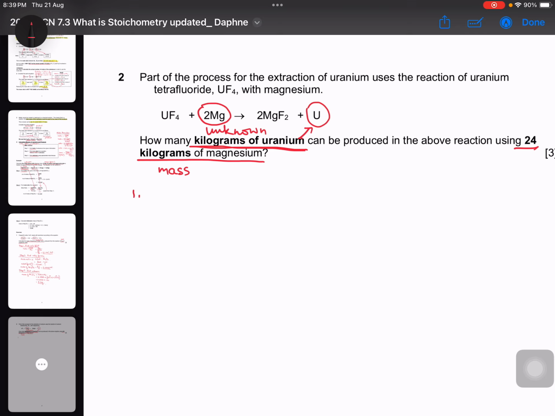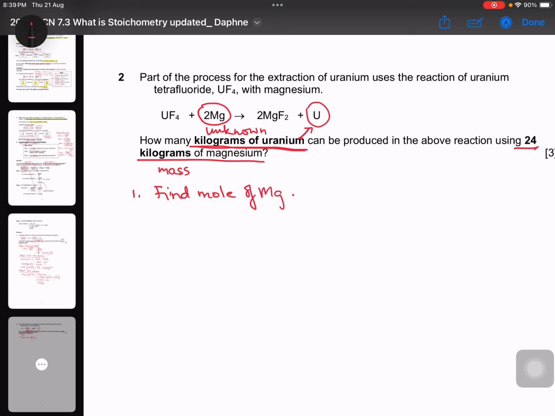Number 1, find mole of magnesium. Not the unknown. There are only 2 things we are talking about. So not uranium, because uranium is the unknown. That's the last step. So it has to be the one where they give us a number. They give us 24 kilograms. So we know that 24 kilograms cannot be used.